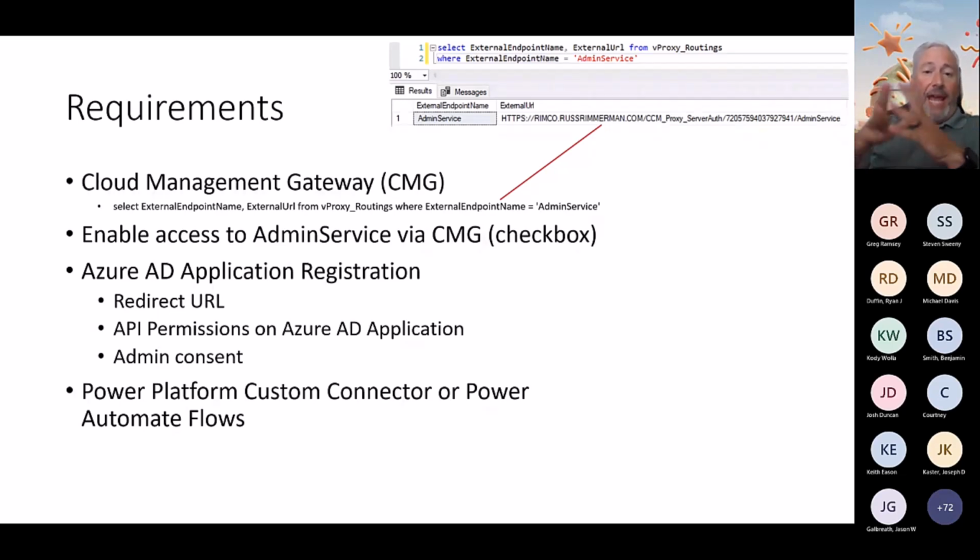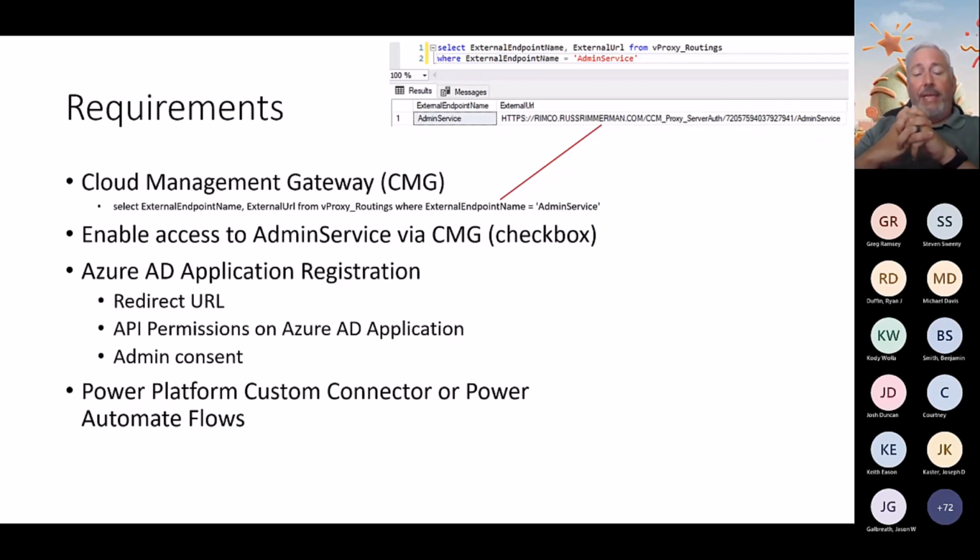And then, of course, admin consent. So anytime you add an Azure AD app registration and add permissions that require admin consent, you have to do the admin consent. So if you're not a global admin, you'll have to work with your global admin to facilitate that, or somebody with the proper permissions.